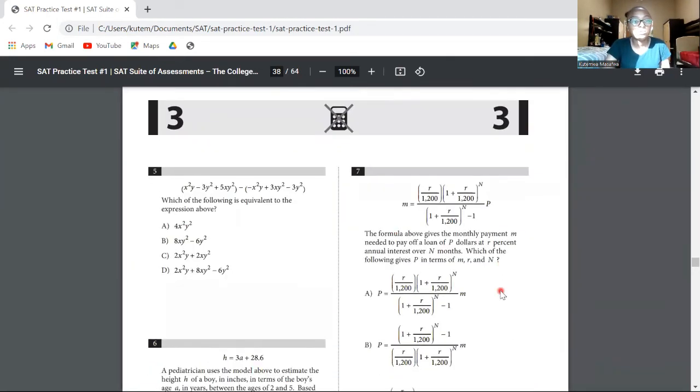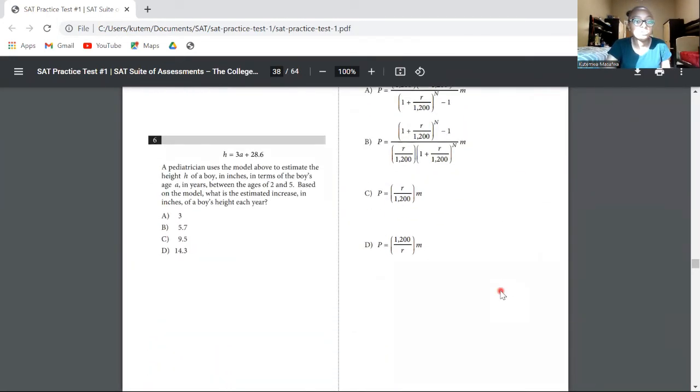So skip ahead to number 6, which is similar. It says the pediatrician uses the model above to estimate the height of a boy in inches in terms of the boy's age A in years between the ages of 2 and 5. Based on the model, what is the estimated increase in inches of the boy's height each year?